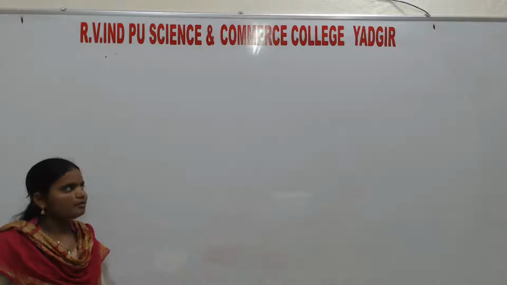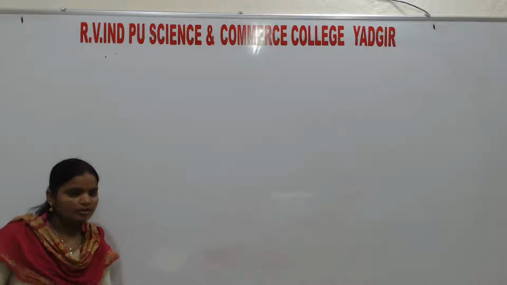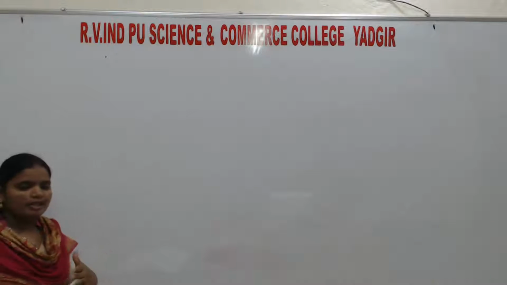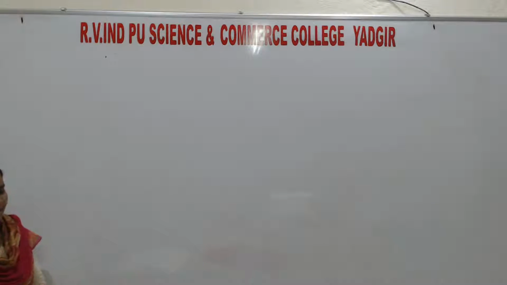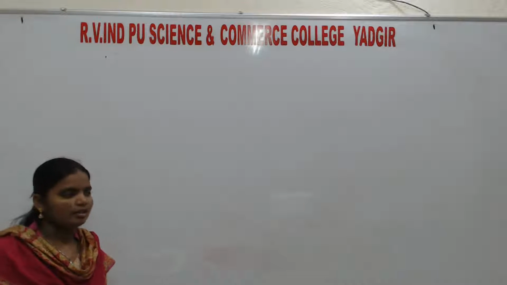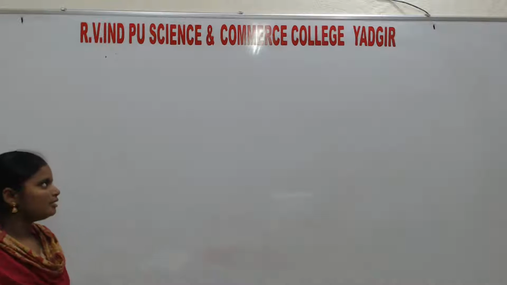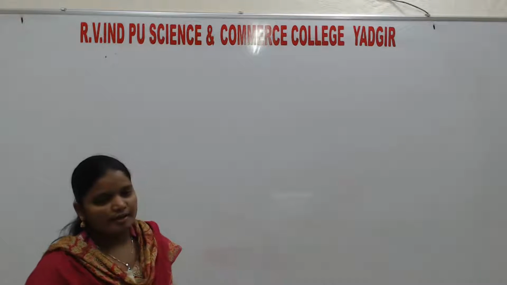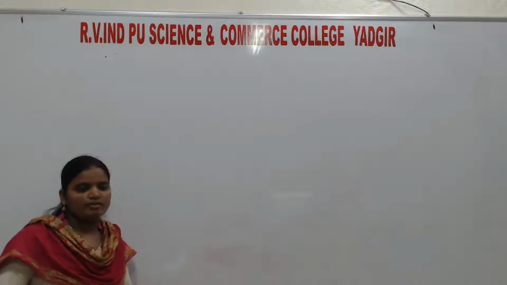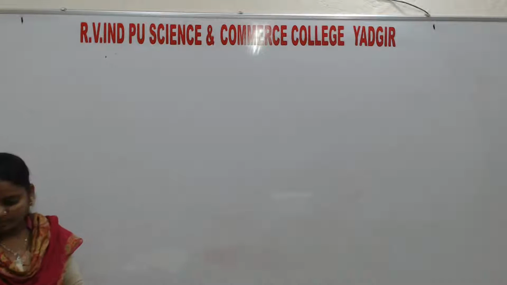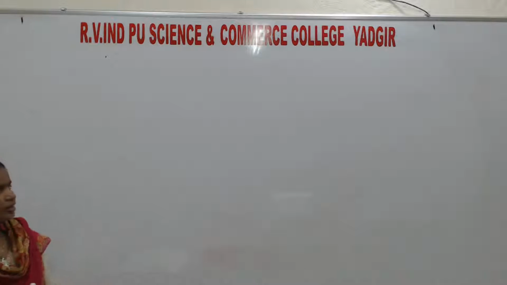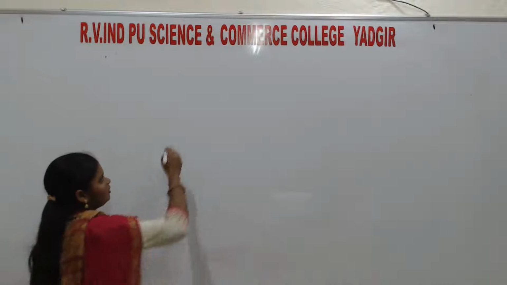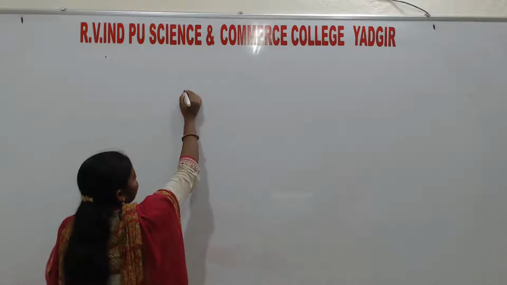In today's class, we already discussed the Daniel cell. Today I am going to discuss the electrolytic cell, reversible and irreversible cells, and the derivation of the Nernst equation. The unit name is electrochemistry.